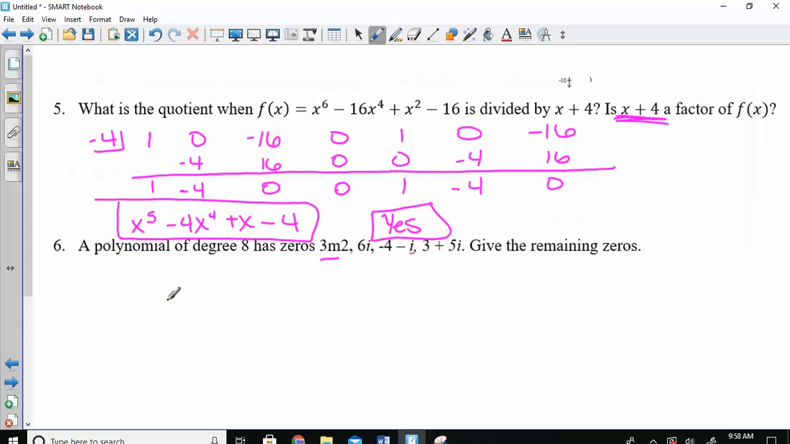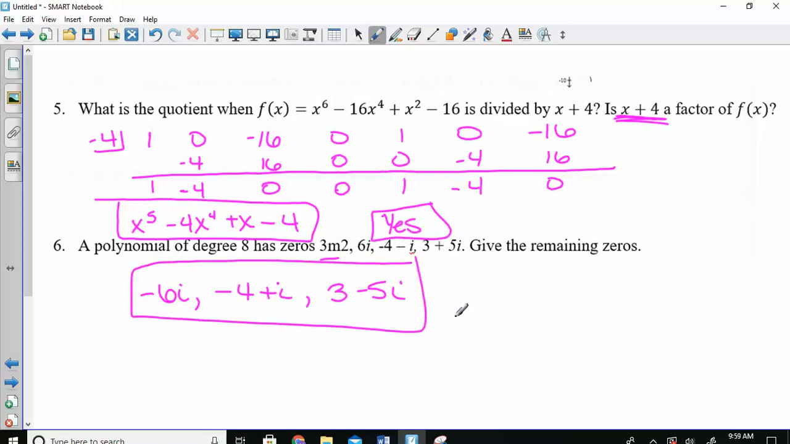So 3 is a 0, that's fine. But if 6i is a 0, what else has to be? If negative 4 minus i is a 0, and if 3 plus 5i is a 0, I said degree 8, that just means we have 8 total zeros. 3 was a 0 twice, so there's 2, 3, 4, 5, 6, 7, 8. So we've got them. So just knowing that those imaginary zeros come in pairs. If you have one, the conjugate has to also work. So that's an easy question that I will probably put on that quiz.